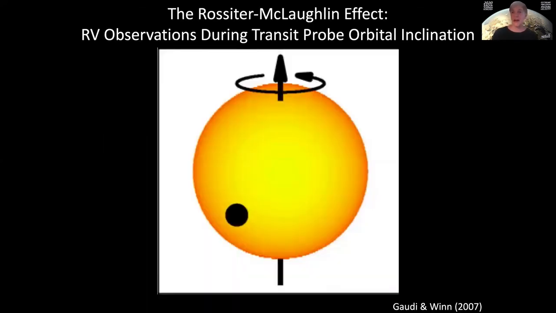First, I wanted to remind you that stars aren't just stationary, they're spinning. And as the planet orbits, the star itself is spinning on its rotational axis. So here, you have a little cartoon of a star that's spinning around in this direction, and the black dot represents a planet. As the planet orbits the star, it'll cross over the part of the star that's rotating towards us, and it'll cross over the part of the star that's rotating away from us.